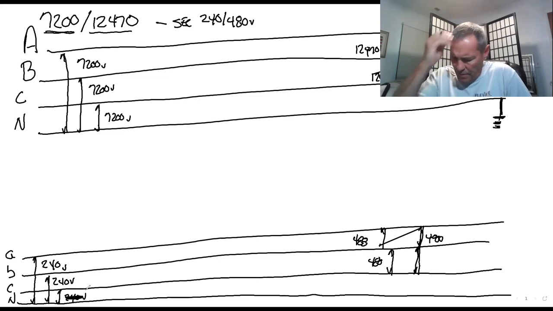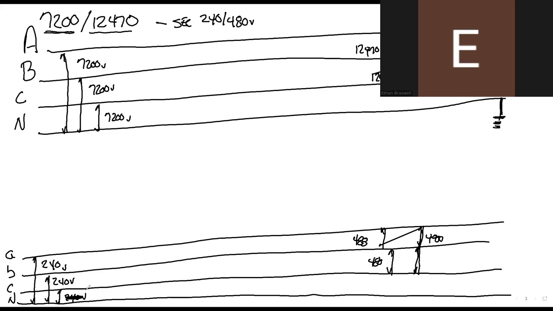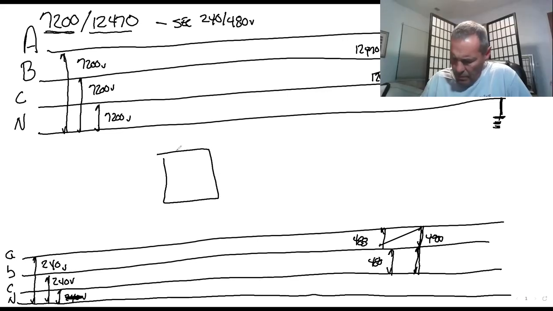All right, how many transformers are in an open delta bank? Three. Open delta. Oh, two. Good. So I'm going to draw a couple transformers in. One. Two. Draw my bushings up here.